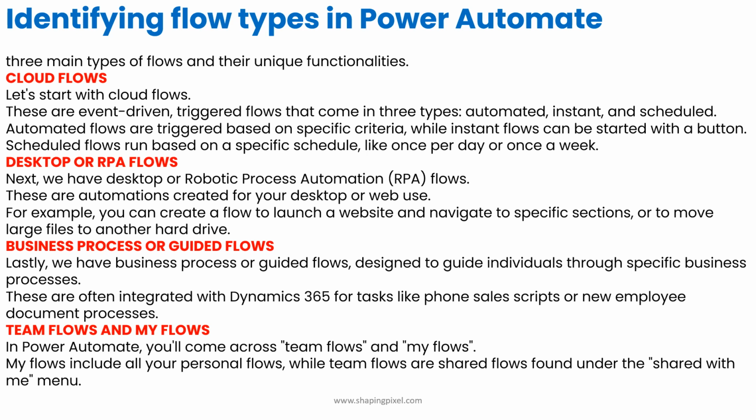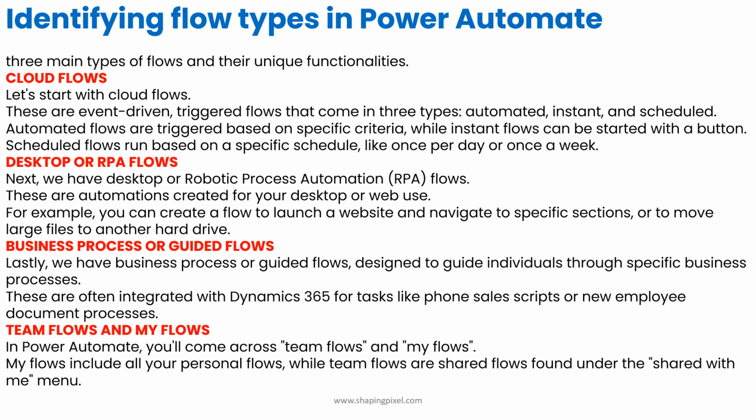These are event-driven, triggered flows that come in three types: automated, instant, and scheduled. Automated flows are triggered based on specific criteria, while instant flows can be started with a button. Scheduled flows run based on a specific schedule, like once per day or once a week.